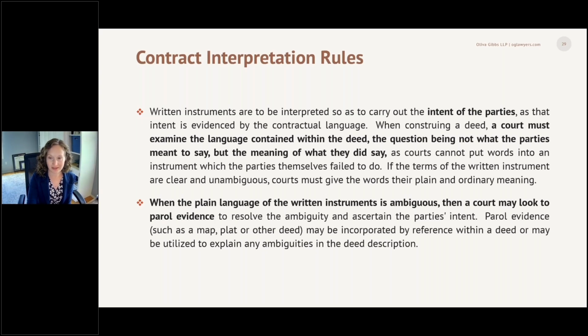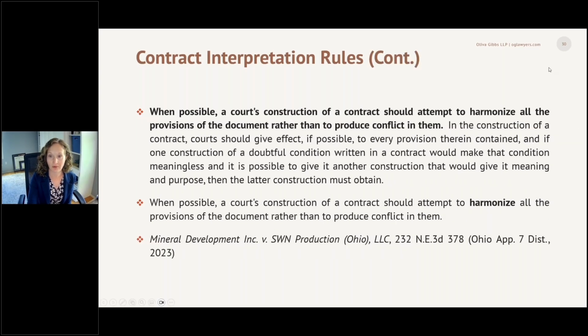As for extrinsic evidence, the court will only look at it when the deed is ambiguous. And as you'll see, the court here appears to err on the side of unambiguous rather than ambiguous when looking at double fraction conveyances. And then when possible, the court will construe a contract to attempt to harmonize all of the provisions of the document rather than produce conflict in them. And you'll see the court do this a number of times in the following cases.